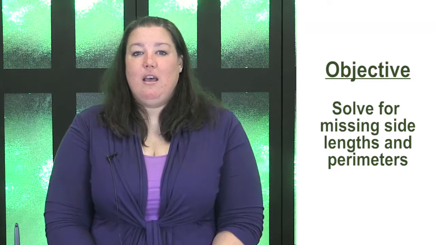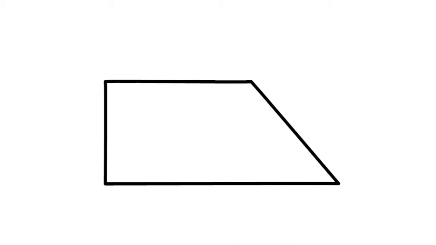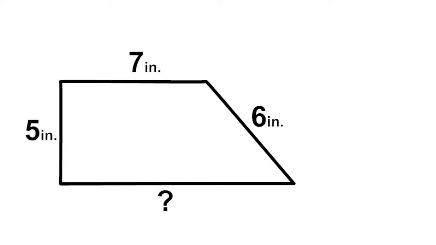In this lesson, students solved unknown or missing side lengths and perimeters. I am going to show you a few examples of how students might solve missing side lengths and the logical reasoning for finding the length of sides when none are given. Our first example is missing only one side length.